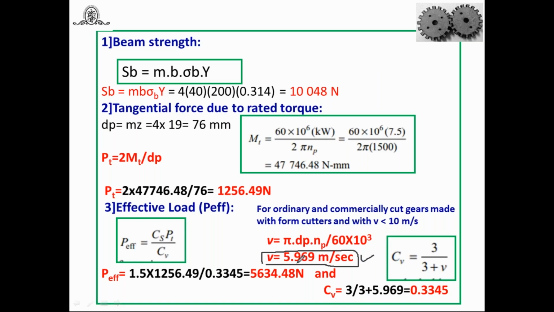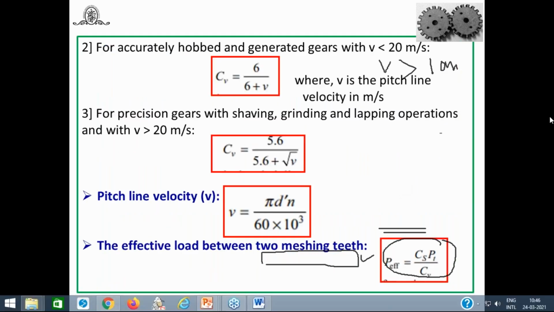5.969. Now this V, 5.969, is less than 10 meter per second. So you have this relation of CV: CV is equal to 3 upon 3 plus V. If V is greater than 10 meter per second, then what is the relation? I will show you here. I have a slide with me. Look at this.